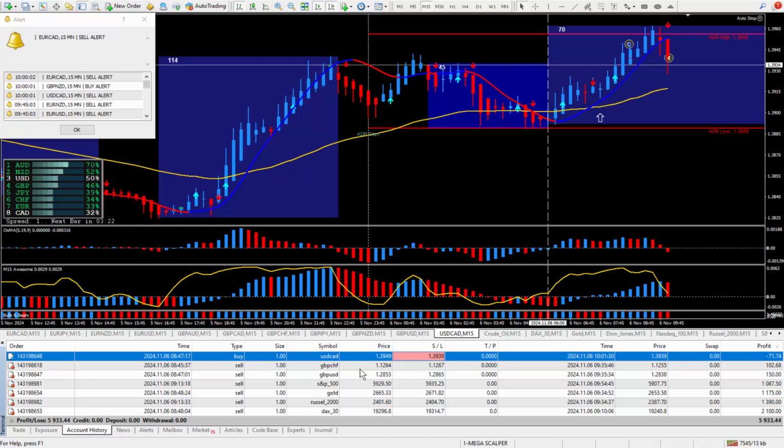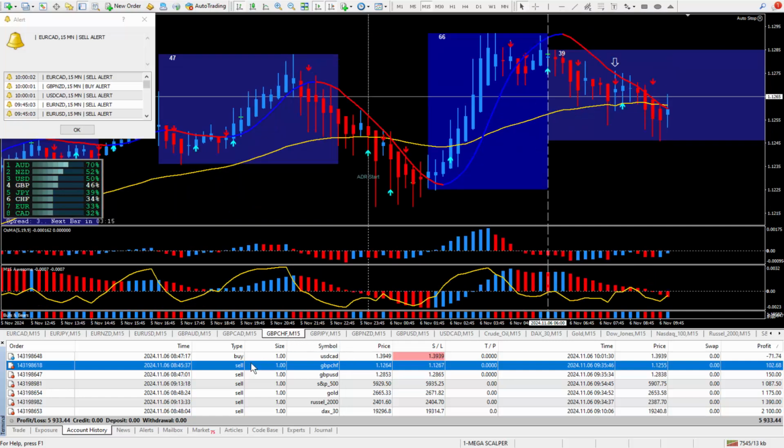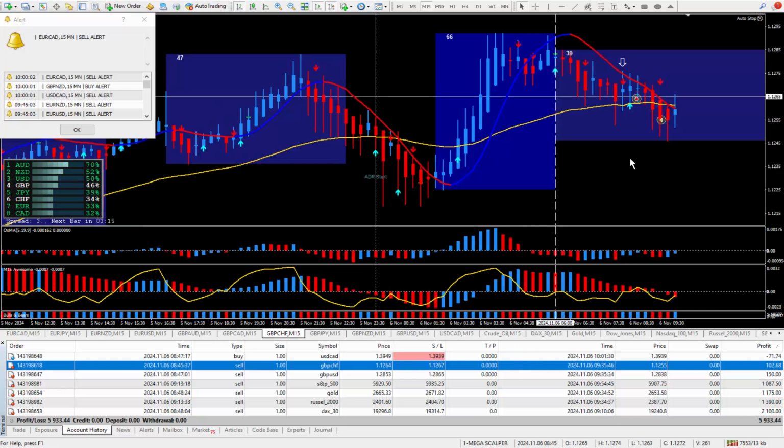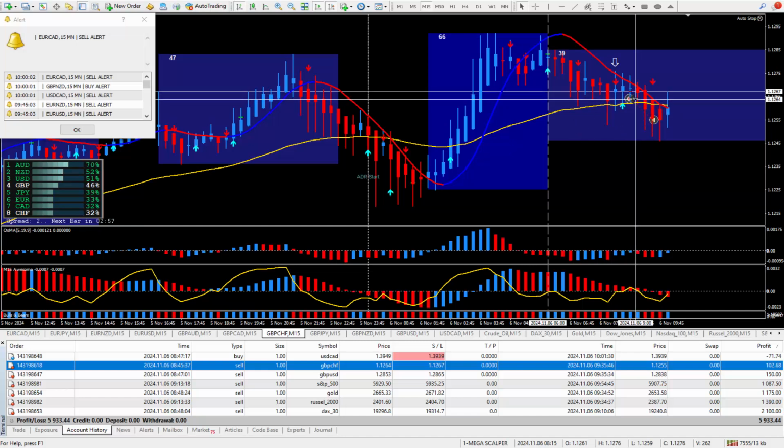Okay, let's move on to the winning trades. First one is the pound Swiss. I sold all the rest of them, so let's drag and drop this up, see where I got in at. The scalper was red. We had some red arrows here. The daily trade plan, everything was good to go. So I took the trade at this point and I closed it out.